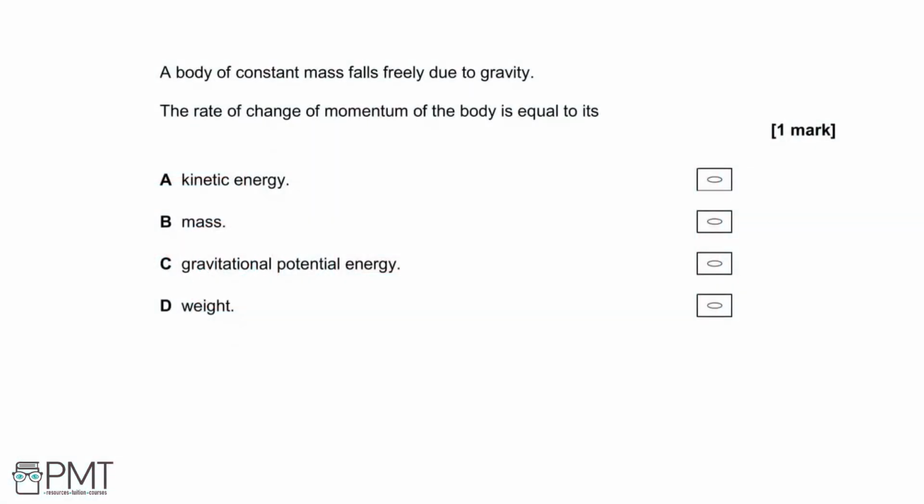A body of constant mass falls freely due to gravity. The rate of change of momentum of the body is equal to its, and then we've got four options here: kinetic energy, mass, gravitational potential energy, or weight. So let's go through the equations that relate to each of these terms and see if we can work out which one is equal to the rate of change of momentum.